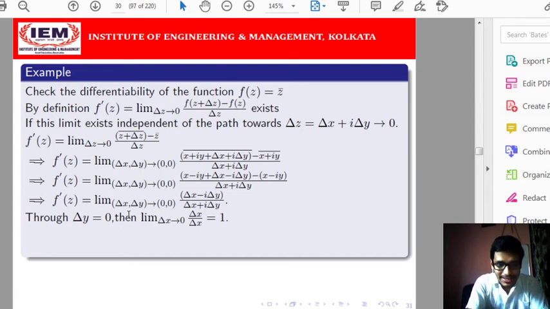If we are moving towards the x axis, then y will be constant, Δy will be 0, because through the x axis the value of y is 0. So that means the limiting value will depend only on the value of x. So Δx tends to 0. So if Δy is 0, this will be Δx by Δx. So the limiting value will be 1.